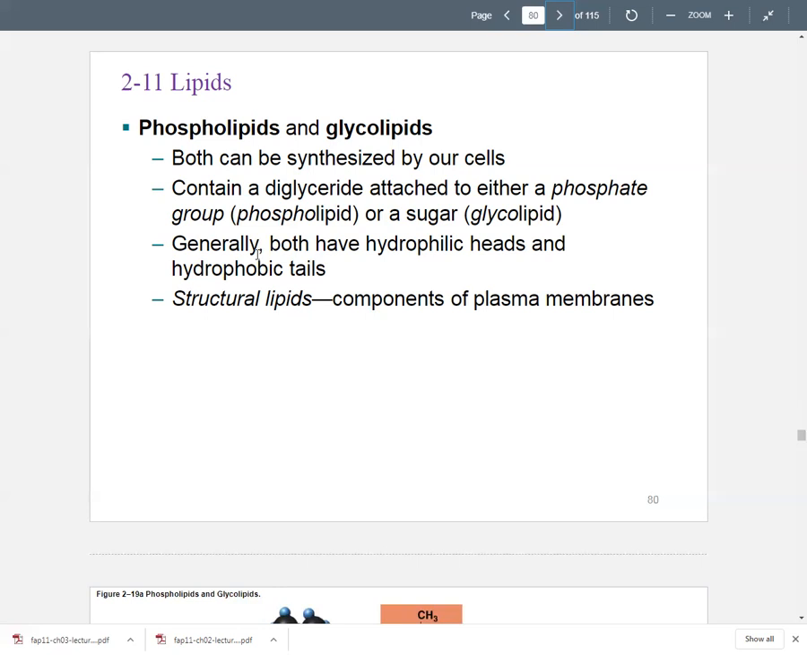All right, generally, both of these structures are going to have a hydrophilic head and a hydrophobic tail. Heads are hydrophilic, tails are hydrophobic. Tails don't like water. And they are structural, which means you see them in the structure of the plasma membrane.